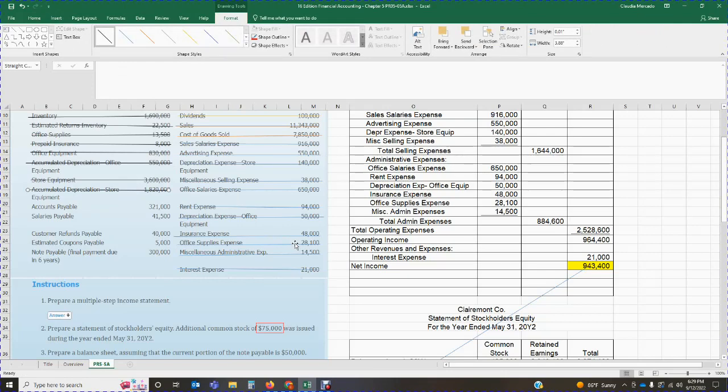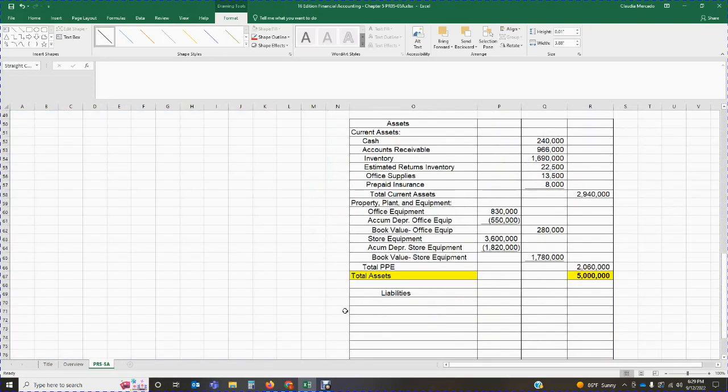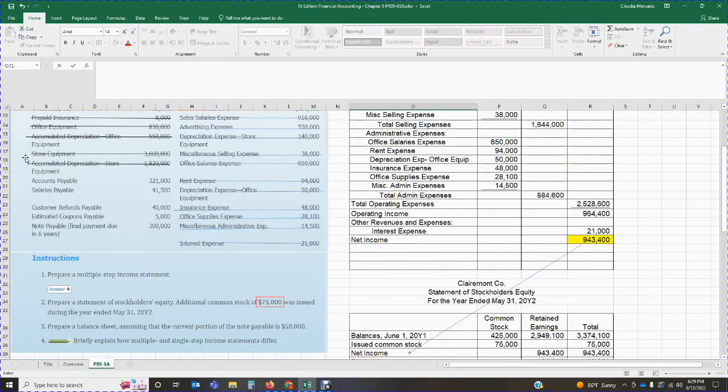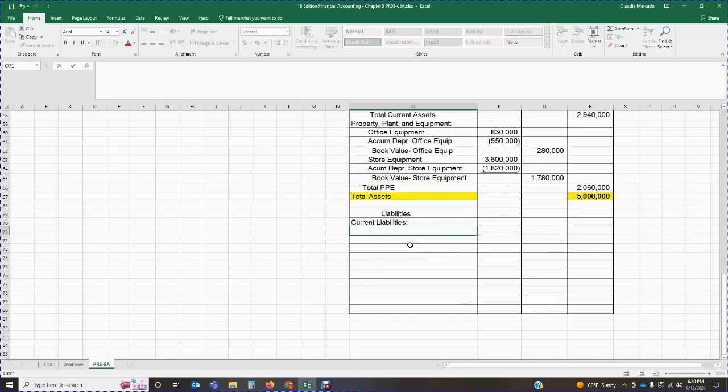This is everything that we owe. Basically, if it has the word payable on it, that means it's a liability. So we're going to have our liability section. And we're going to have current liabilities and long-term liabilities. Current liabilities are anything that you're going to pay within a year or less. The first current liability that we have is our accounts payable. We have $321,000 of accounts payable.